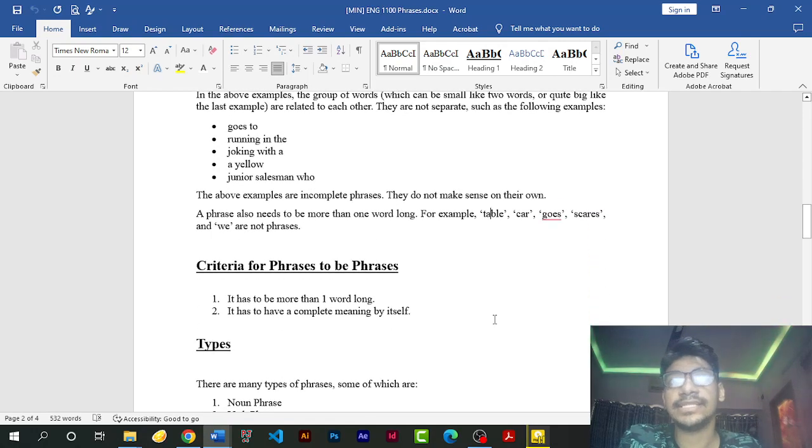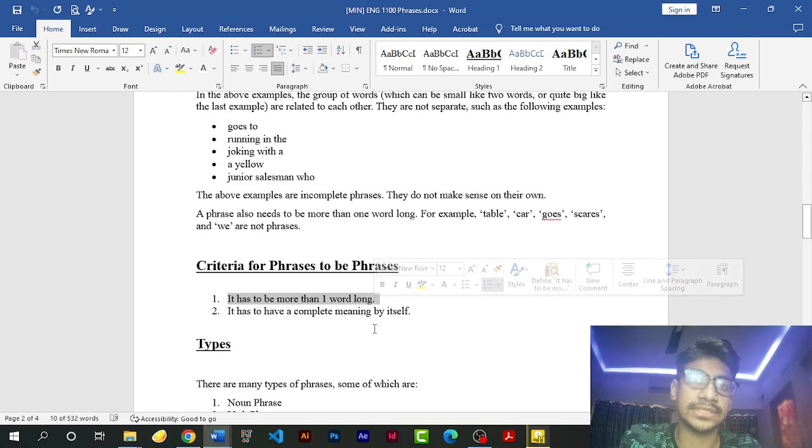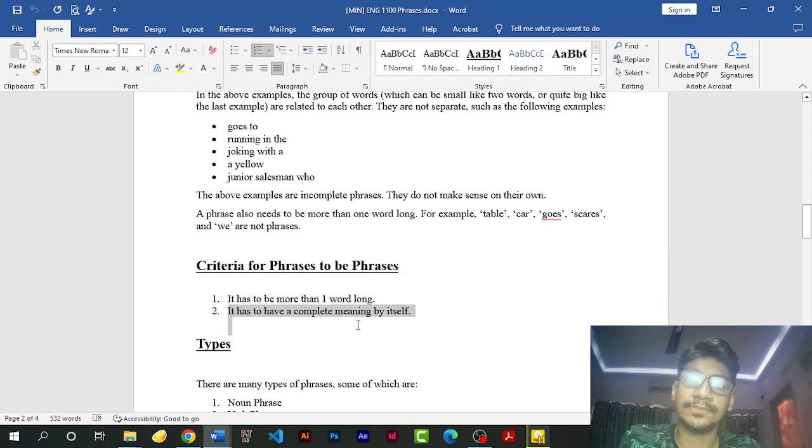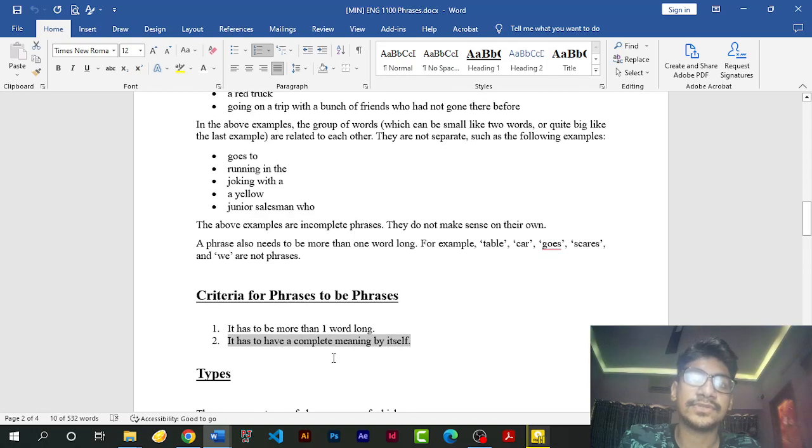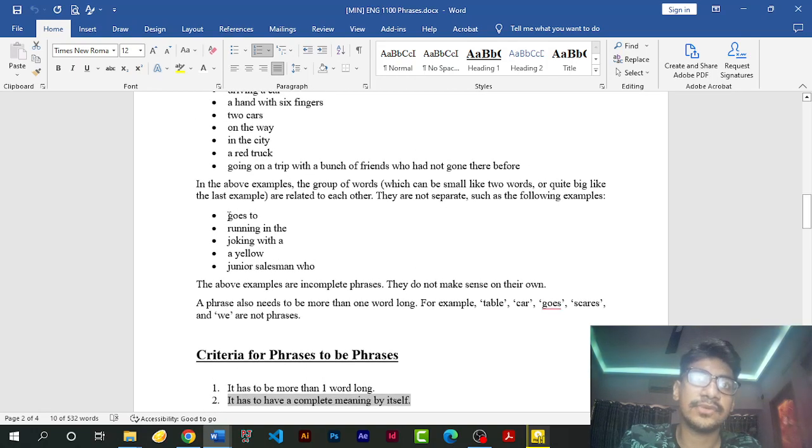So what criteria do we have for phrases to be phrases? It's very simple. It has to be more than 1 word long, and it has to have a complete meaning by itself. To clarify the second part, the words goes to are incomplete. Like, we have a question on our mind. Goes to where? Goes to a city, goes to Dhaka, goes to home. Also, running in the what? Running in the area, running in the hall, running in the dash.